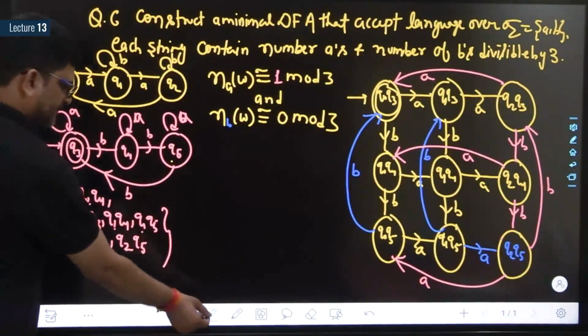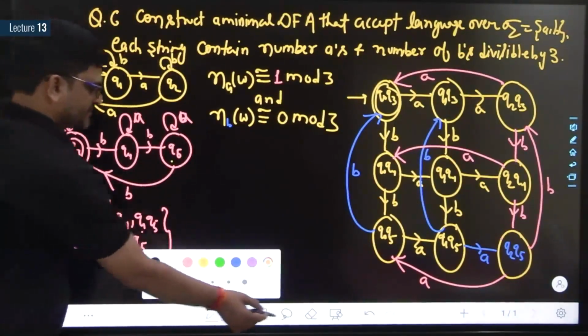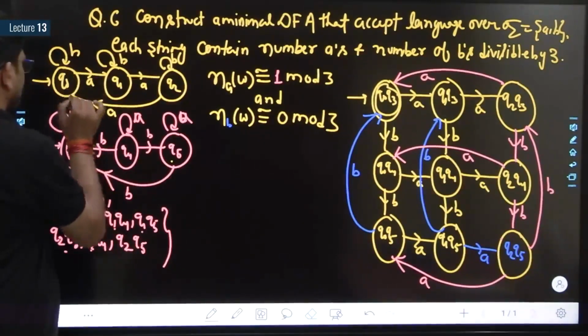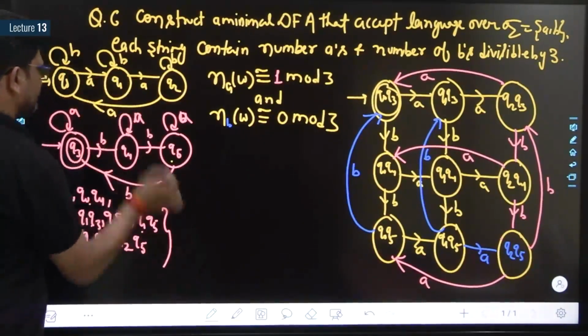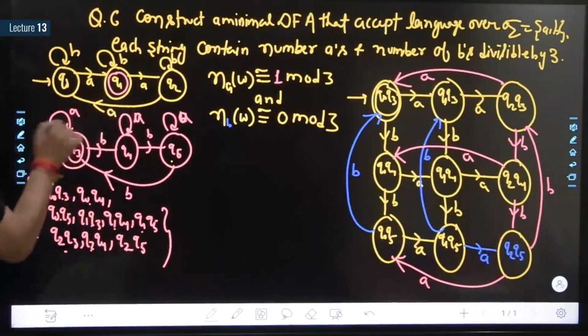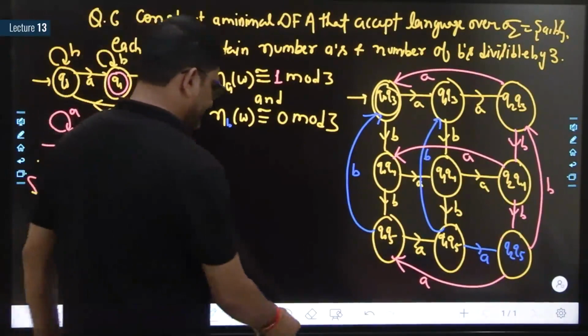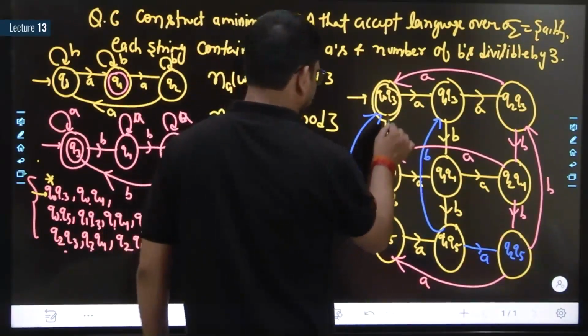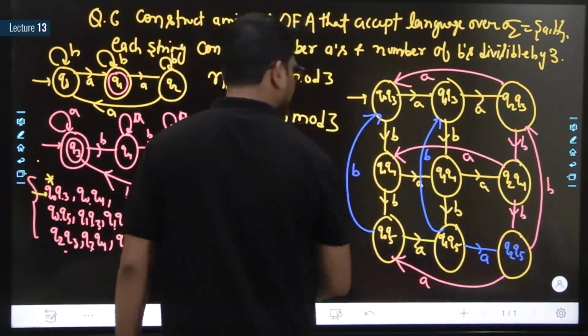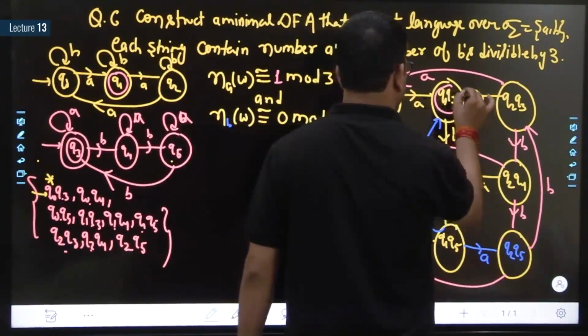Which one is the final state? In this diagram, this one is final. It means Q1 and Q3 are final for this question.